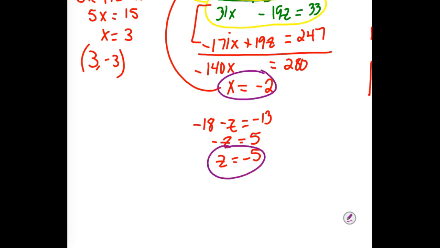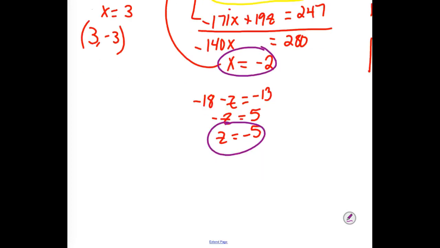I can dump those both back into one of my original equations to find y. Okay? All three of the original equations look about the same in terms of difficulty level, so we'll just go ahead and use the first one. The first one says 5 times x plus 3 times y minus 5 times z equals 6. We're trying to find that y, and we know that x is negative 2 and z is negative 5.